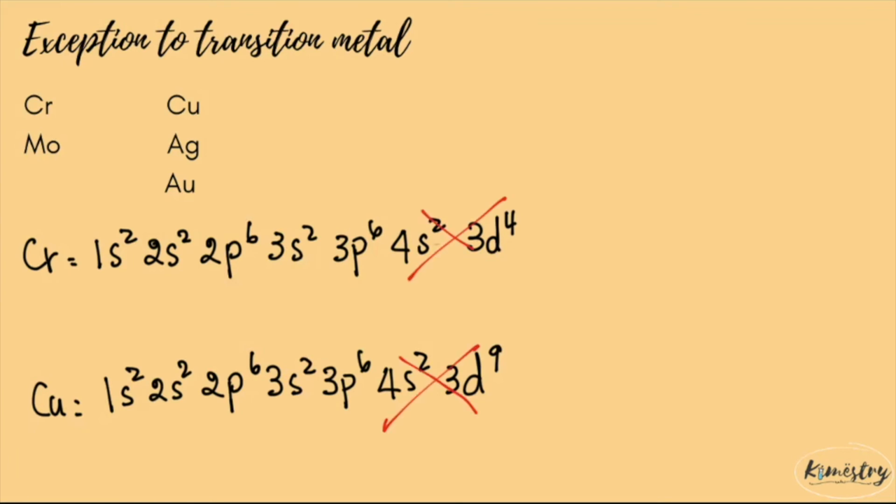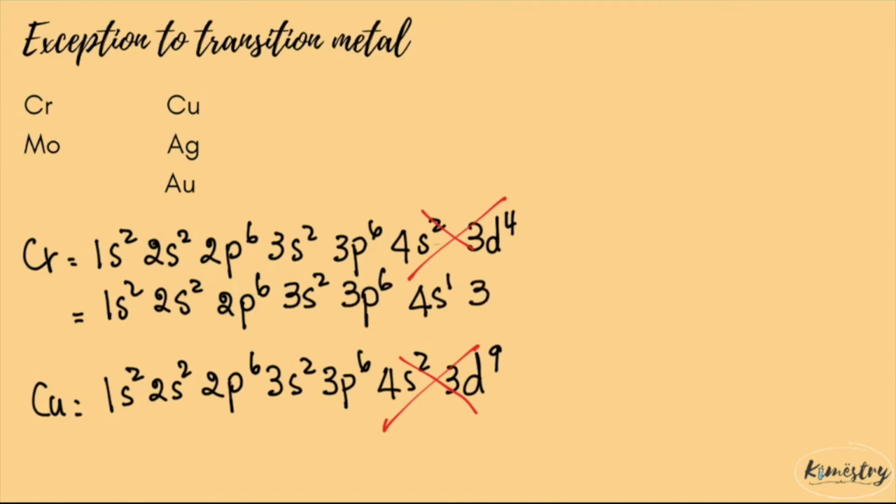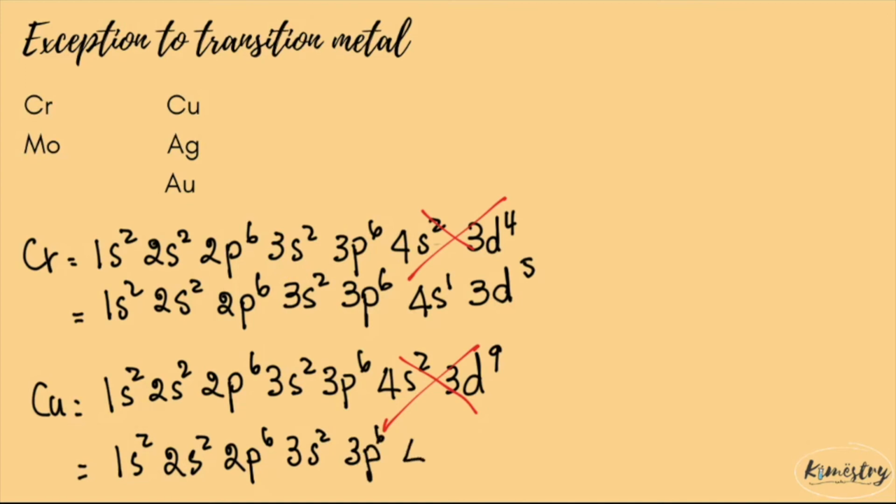So the right electron configuration of chromium is 1s2, 2s2, 2p6, 3s2, 3p6, 4s1, and then 3d5. And then the right electron configuration of copper is 1s2, 2s2, 2p6, 3s2, 3p6, 4s1, and 3d10. The reason why these exceptions occur is because a half-filled d subshell and a completely filled d subshell are very stable.